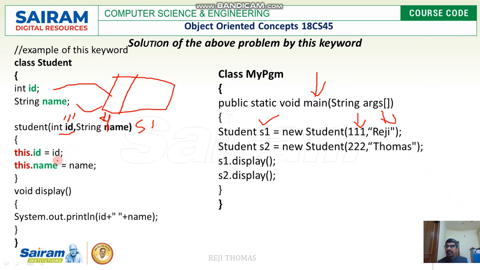So ID is going to be 111, and this is going to be Reggie. Now this is very clear. Which ID am I talking about? I'm talking about the ID which is my formal parameter. So the ID will be assigned to this dot ID. What is this dot ID? This dot ID is going to be 111. And what is name? Name is Reggie, so Reggie will be assigned to this dot name. When I say this dot name, I mean this instance variable. This is going to be Reggie.